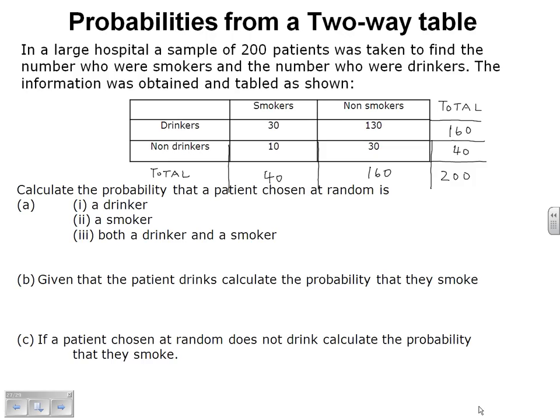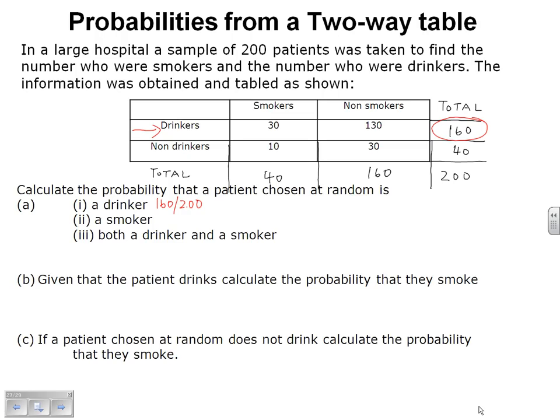The table complete. Calculate the probability a patient chosen at random is A, part 1, a drinker. In our table, the drinkers are shown in that first row. The drinkers are shown in the row. We have 160 in total, 160 out of our patient size of 200.